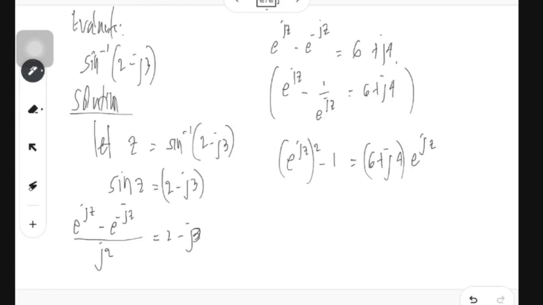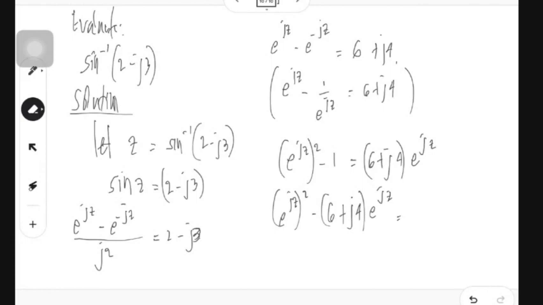Lipat natin sa kabila. Rearranging the equation, ito yung magiging minus. Are you familiar with the form? Minus 1. What have you observed? E to the jz, quantity squared minus quantity 6 plus j4 e to the jz minus 1 equal to 0. What form does this represent?